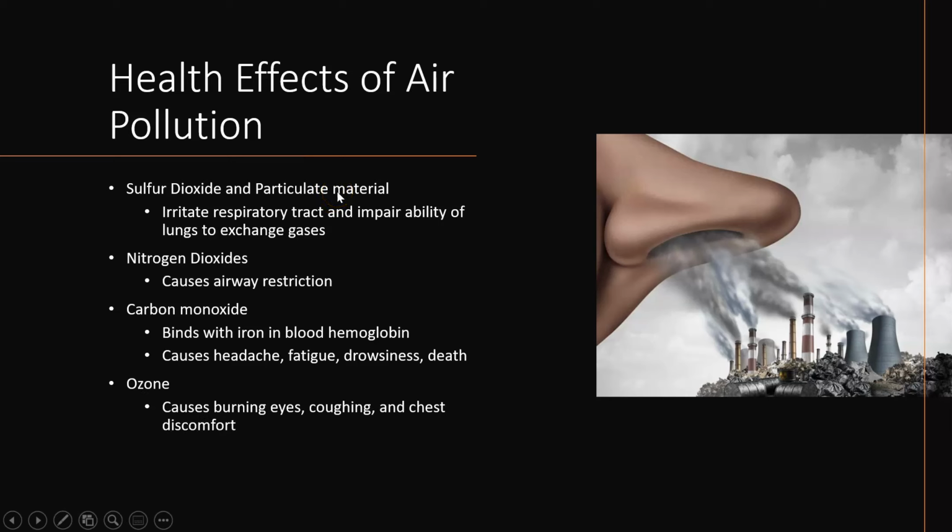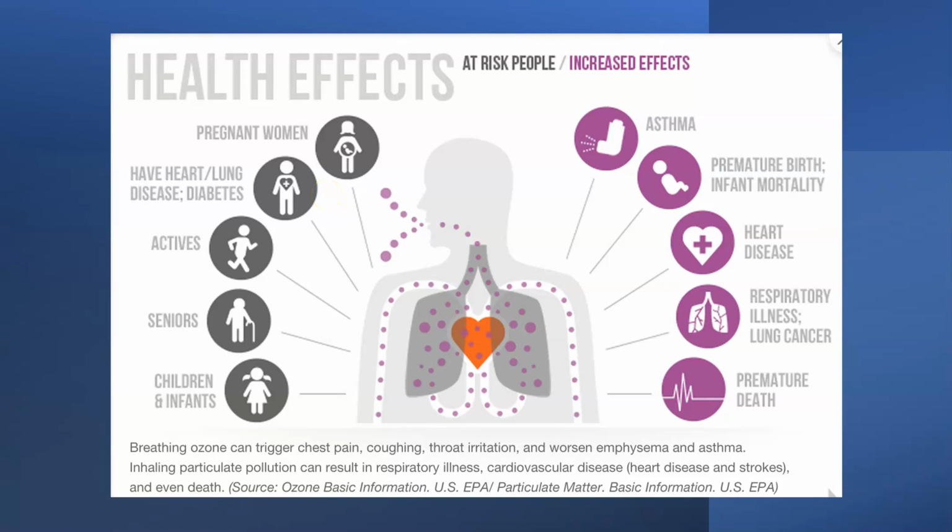Okay, ozone itself, as we mentioned, good up high, bad nearby, right? It causes burning eyes, coughing, and chest discomfort, and also can be damaging to plant tissues. All right, so pretty cool little graphic here that shows some of the impacts of chronic air pollution. So people that live in areas of high air pollution, right? So particularly the people who are more at risk would be pregnant women, people that already have lung disease or diabetes, right? Really active people because they are breathing in more deeply and more often, seniors and children.